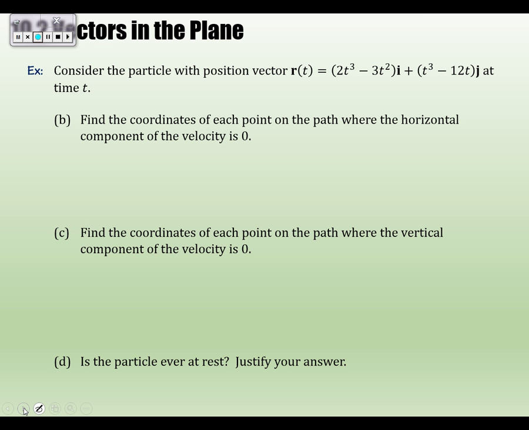We love it. Okay. All right, we're still on the same problem here. Moving on. Find the coordinates of each point on the path where the horizontal component of the velocity is 0. Okay, so we're in the context of velocity, but we did this on the first day when we were doing 10.1 parametric equation stuff, right? So what are we looking for? Where the horizontal component is 0?